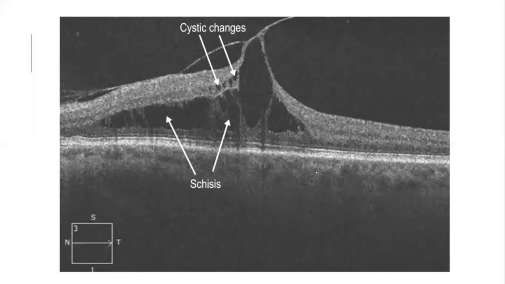There are also grades of severity. So with vitreomacular traction, as things progress, cystic changes occur, but also you get a schisis, so macular schisis, a splitting of the retina as the traction increases.